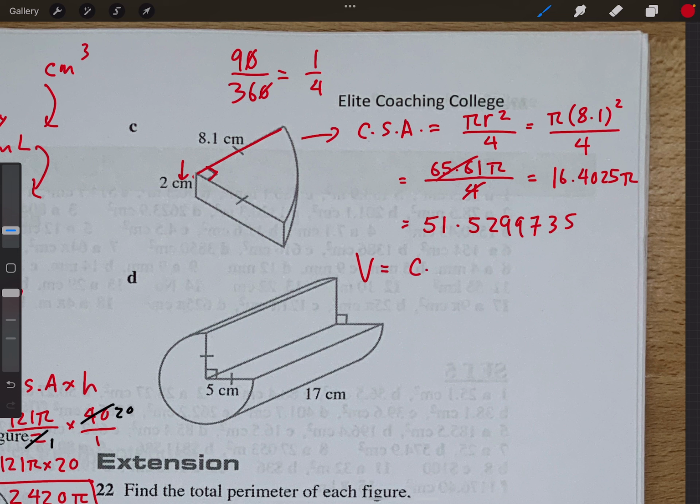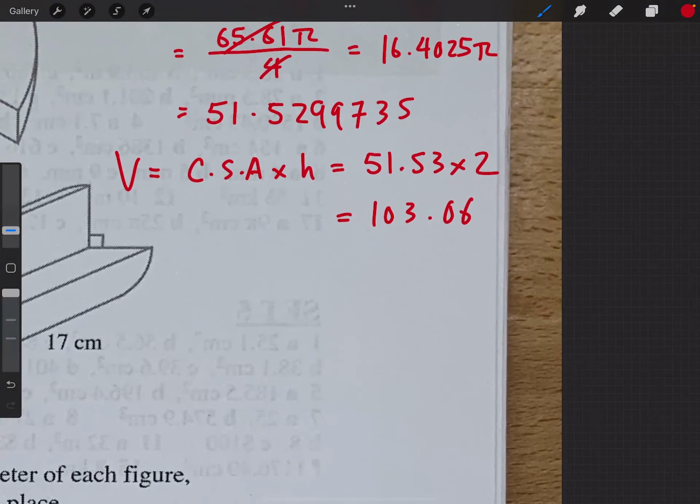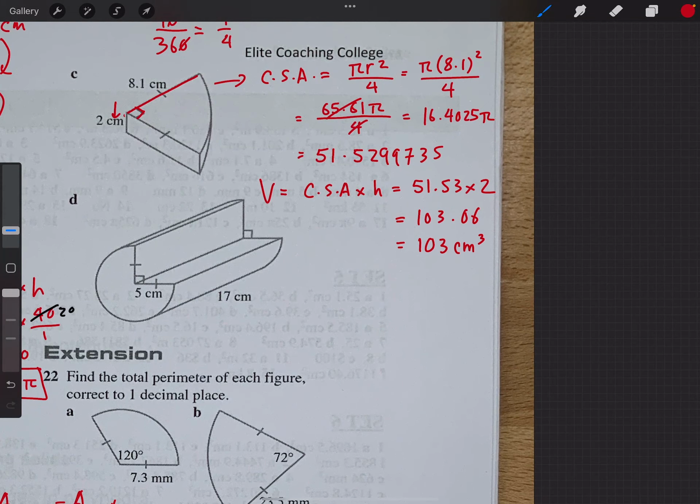Volume is equal to the cross-section area times the height. So that's equal to 51.53 times 2. Just multiply it by 2, and you're going to get 103.06. Does it say to the nearest anything? 1 decimal place. Okay, so that's just equal to 103 centimeters cubed. Done.